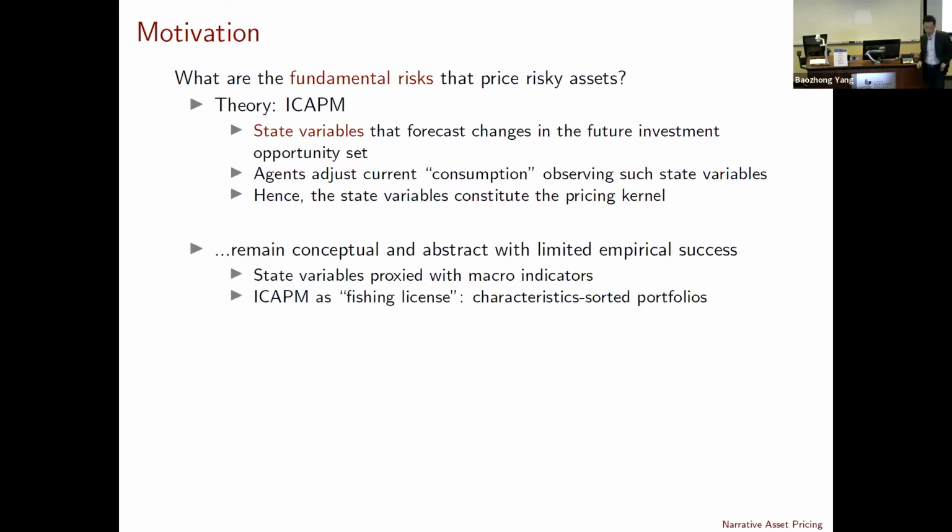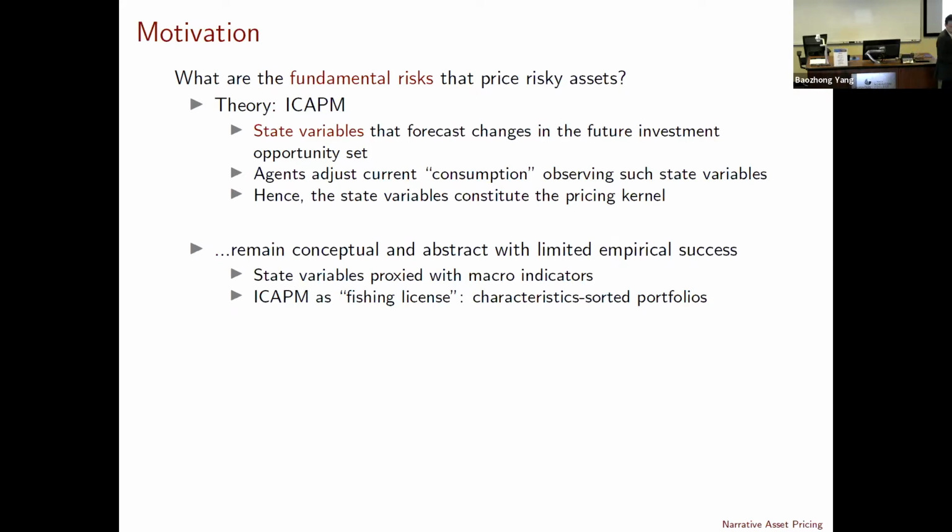But this conceptual idea remains largely conceptual and abstract, really because we only have limited empirical success. Some people approach this problem and say, okay, where do I find a state variable? I use proxies that are macro indicators: GDP, inflation, industrial production. I run a VAR, extract the shock components, and call those shocks state variables. The problem with this is, of course, the pricing performance is really not ideal, and also the interpretation is limited to those macro indicators.